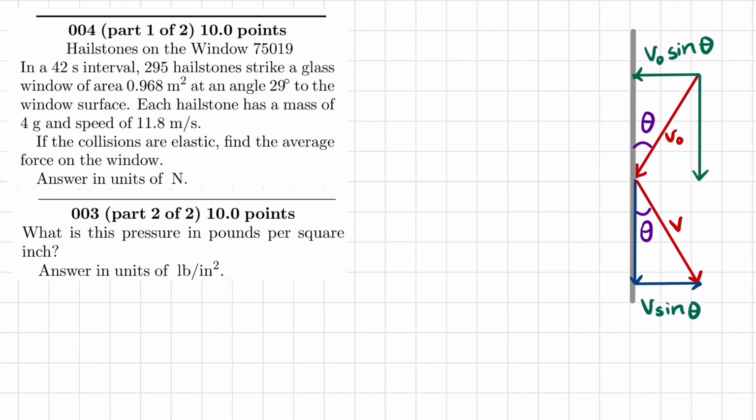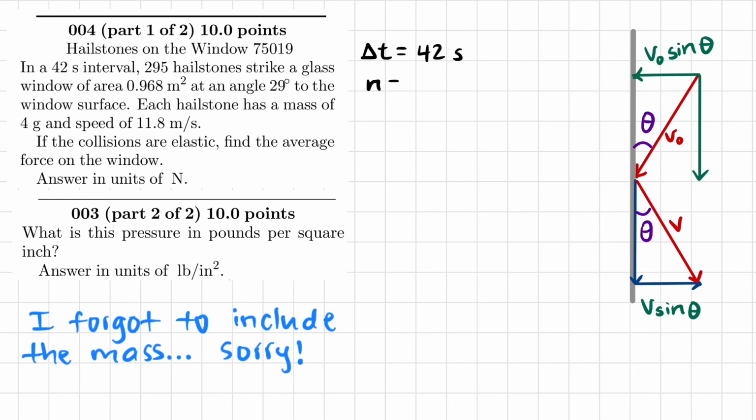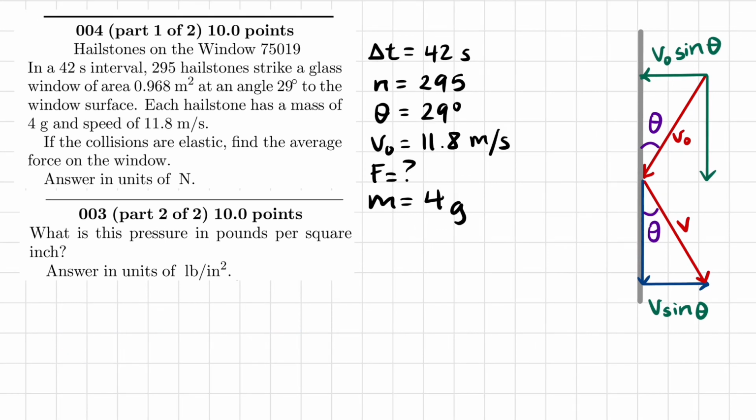And then the second part is just convert to pounds per square inch, which is PSI. All right, let's write down what we know. This lowercase n represents the number of hailstones. What I'm going to do is find the average force for one of them, and then I'll just multiply times 295.